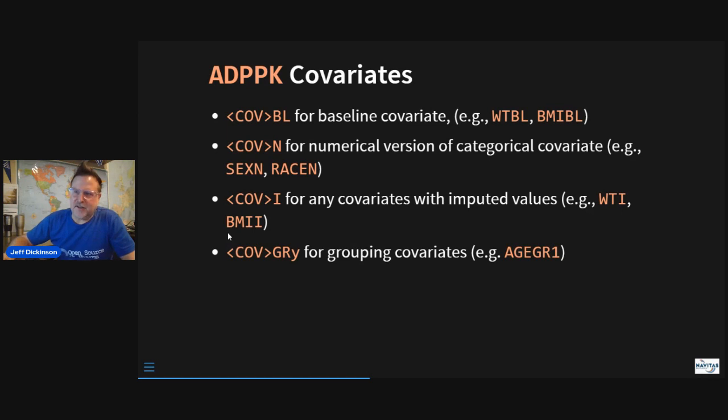Then it also has covariates, as I mentioned, and these naming conventions. The baseline covariates will have BL at the end, so weight baseline, BMI baseline, for example. There will be numeric versions of categorical variables such as sex and race, with SEXN and RACEN. Oftentimes there'll be imputed values, so these will end with an I, and then there are grouping variables for the covariates as well.